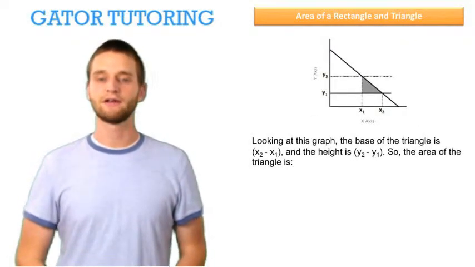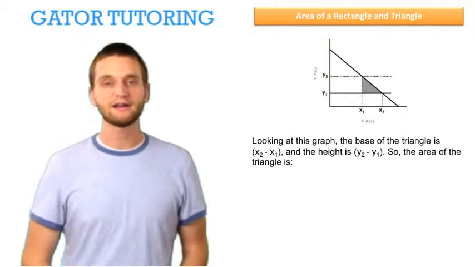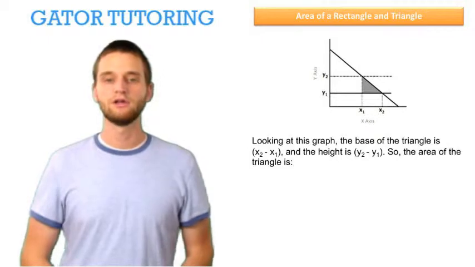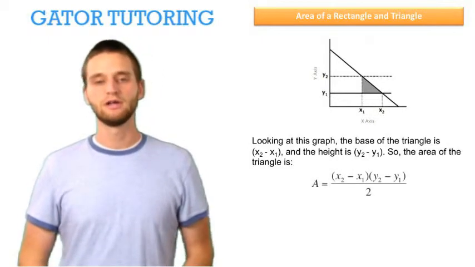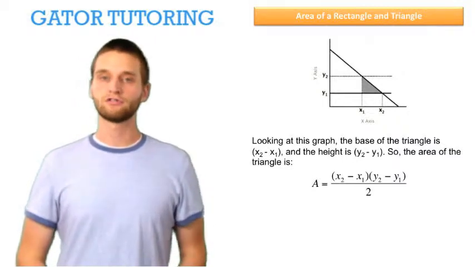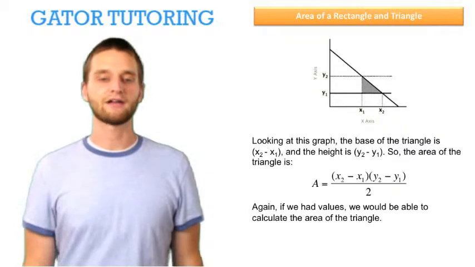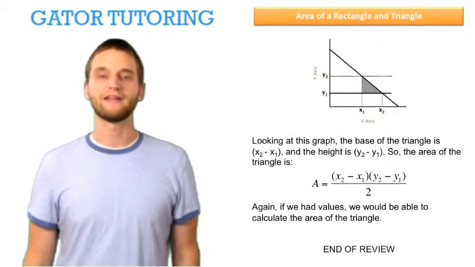Looking at this graph, the base of the triangle is x2 minus x1, and the height is y2 minus y1. So the area of the triangle is (x2 minus x1) times (y2 minus y1) over 2. Again, if we had values, we would be able to calculate the area of the triangle. And that's the end of this review.